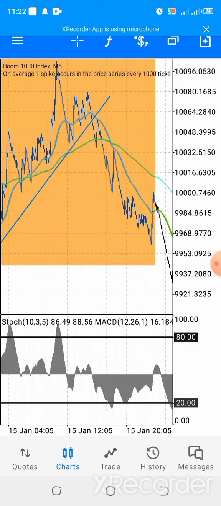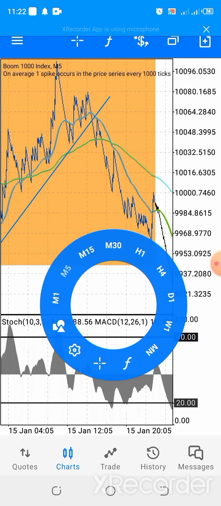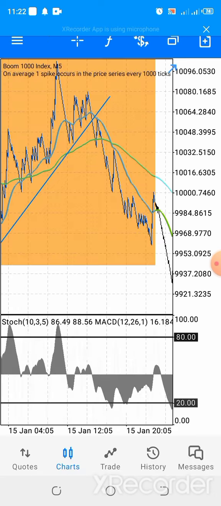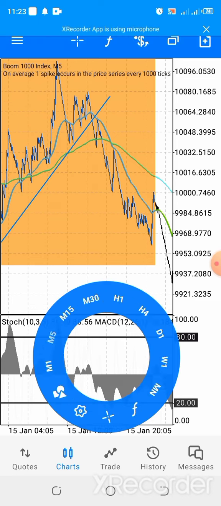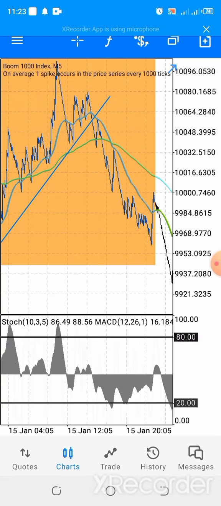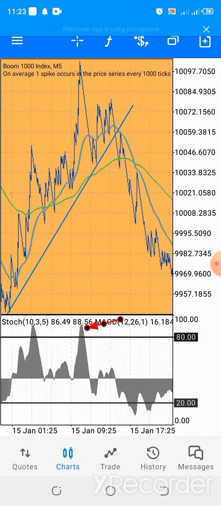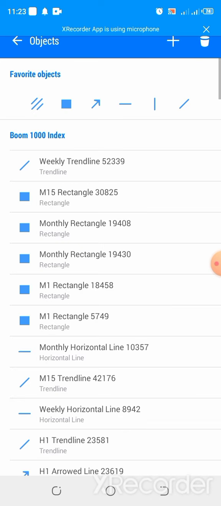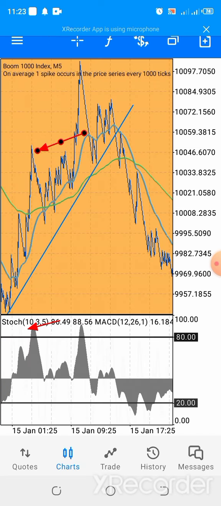Remember, right here, what are you seeing? MACD has informed you that price is at the overbought zone. The same thing happened here. It was at the overbought zone, but right here it was still going up. That's why I said an overbought zone gives you information that something is about to happen. It is not asking you to jump in. Please take note of what I've just said.